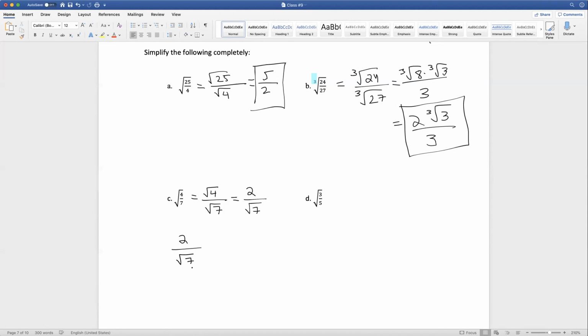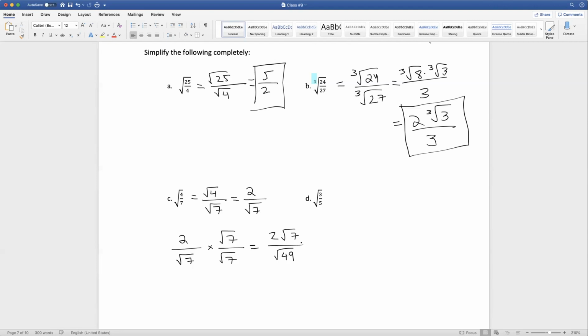So the trick is this. Anytime you have a square root in the denominator that can't be simplified, multiply the numerator and denominator by whatever that factor is. So I want you guys to see what's going to happen here. Numerator, I have 2 times the square root of 7. Denominator, the square root of 7 times the square root of 7 is the square root of 49.